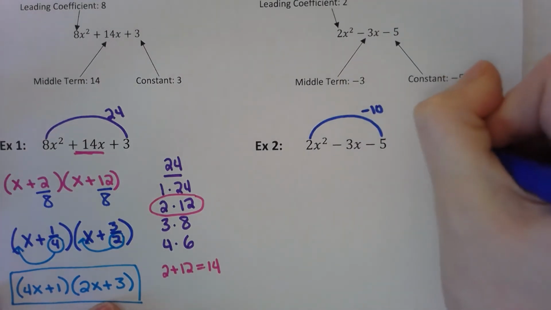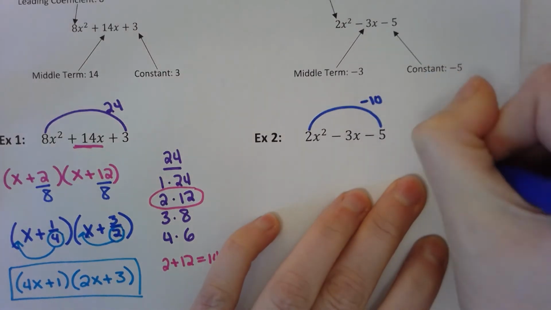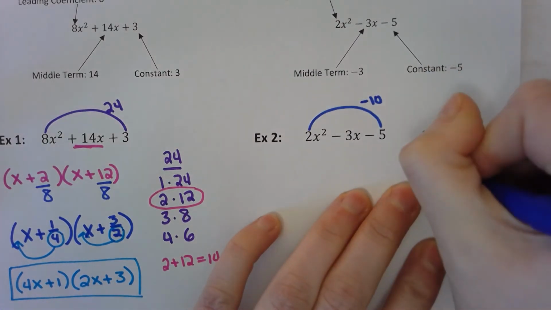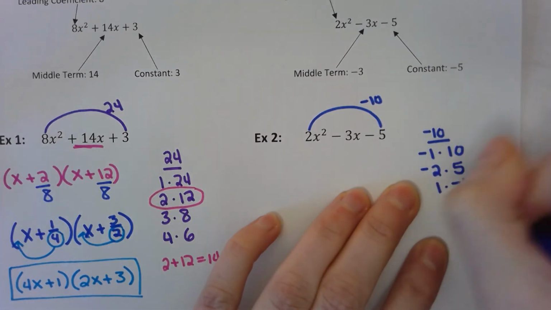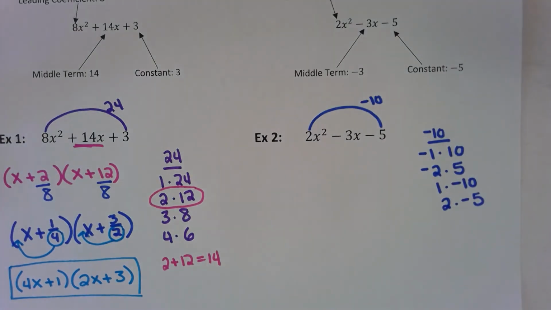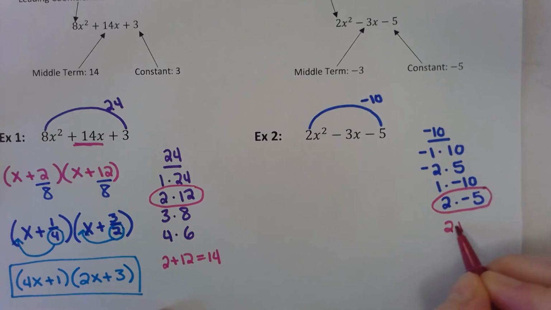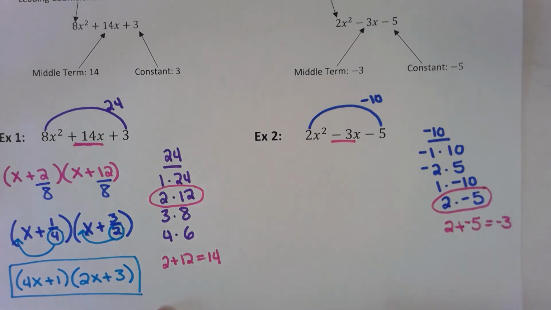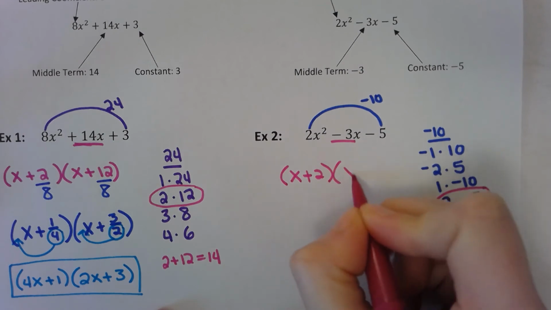Well, when you have a negative number, that means your factors must have one negative number and one positive number. So it could be negative 2 times 5. It could be the other way around, 1 and negative 10, 2 and negative 5. But I am still going to look for the pair that adds to equal that middle number. So I am choosing 2 and negative 5 because 2 plus negative 5 equals negative 3, just like that middle term. So in my parentheses, I've got x plus 2 and x minus 5.